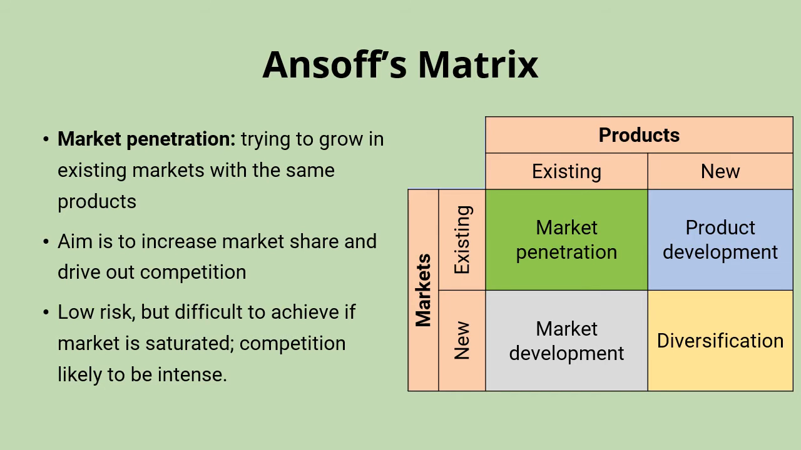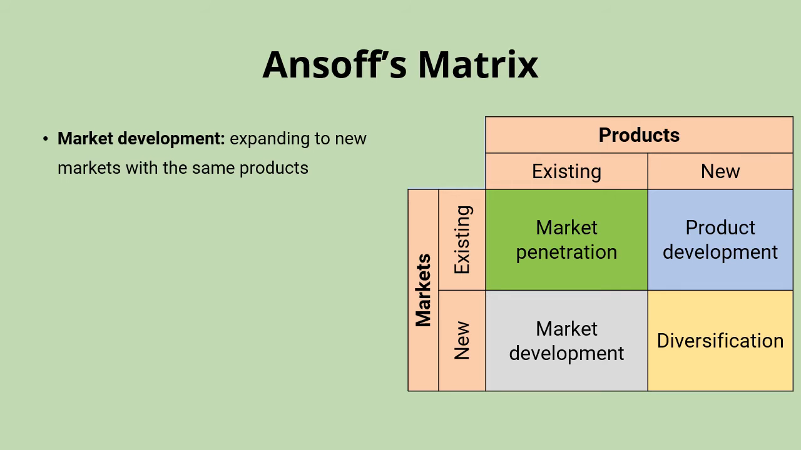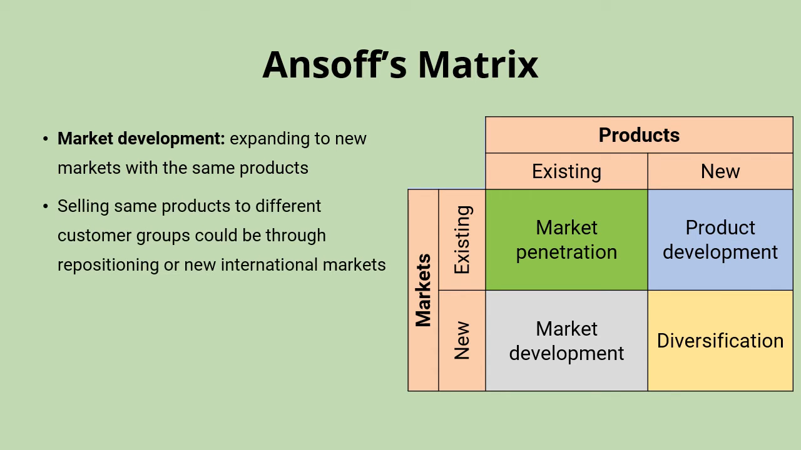Moving next on to the bottom left of Ansoff's Matrix, we've got market development, which is about expanding into new and different markets, but continuing to sell the same products in those markets. And so this could be selling to different customer groups through repositioning, or it could be through new international markets. So the second of those with international markets is probably the most obvious one. So that could be a UK car maker start selling their cars in Europe and the United States as well.